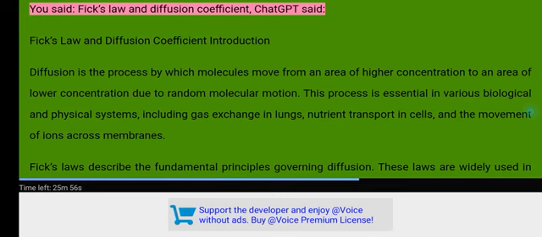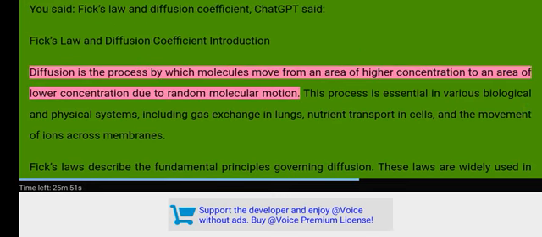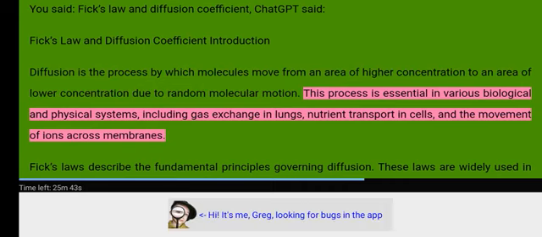Fick's law and diffusion coefficient. Introduction. Diffusion is the process by which molecules move from an area of higher concentration to an area of lower concentration due to random molecular motion. This process is essential in various biological and physical systems, including gas exchange in lungs, nutrient transport in cells, and the movement of ions across membranes.